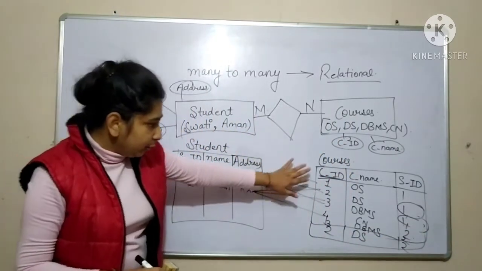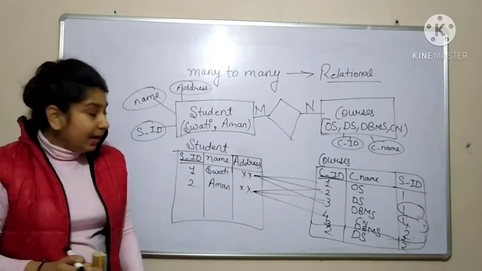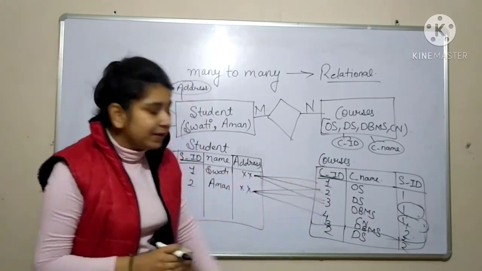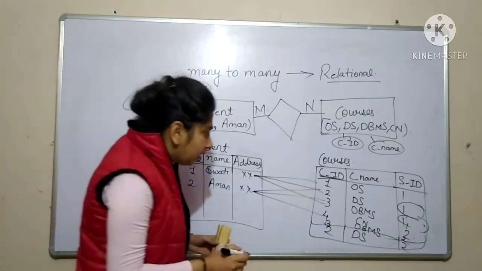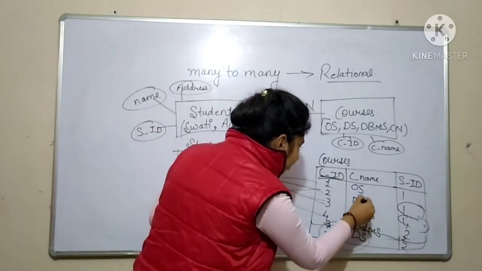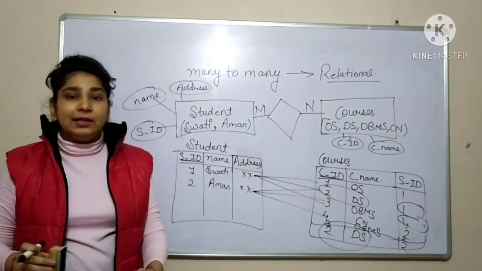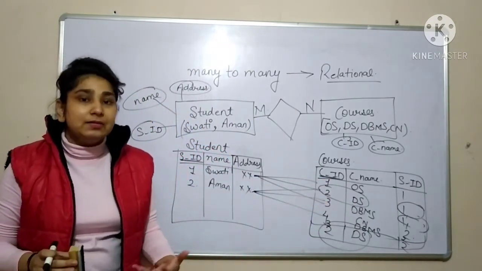This way you can write. Okay, but why don't we write like this? Because there would be a lot of redundant data. If you look at this, okay, this is redundant data. Lots of duplicated data is there.